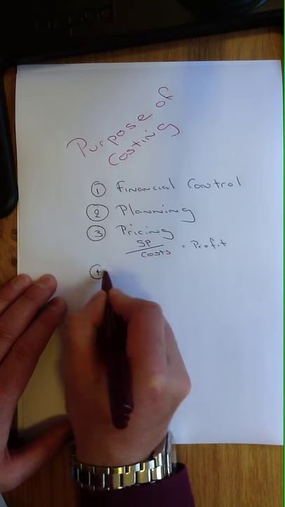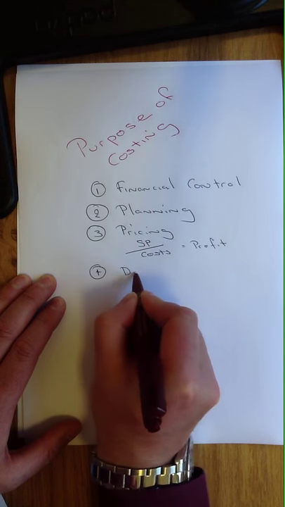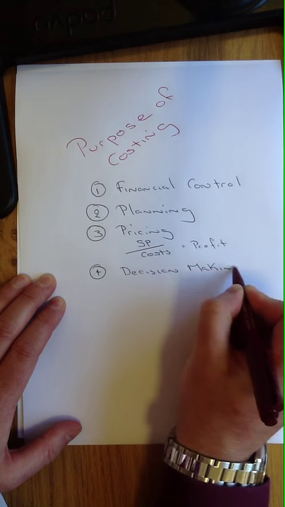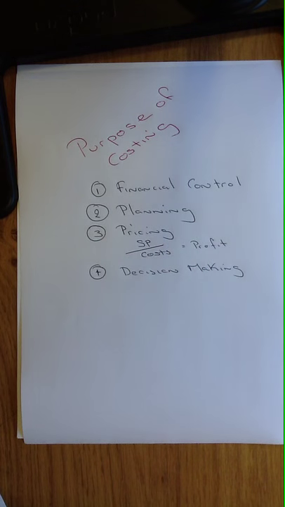The fourth purpose of costing is to aid decision making. Businesses and business leaders are constantly making decisions regarding what products to stop producing and what products to produce more of. They need to have a full understanding and appreciation of costing so that they can make decisions regarding the production of their products.